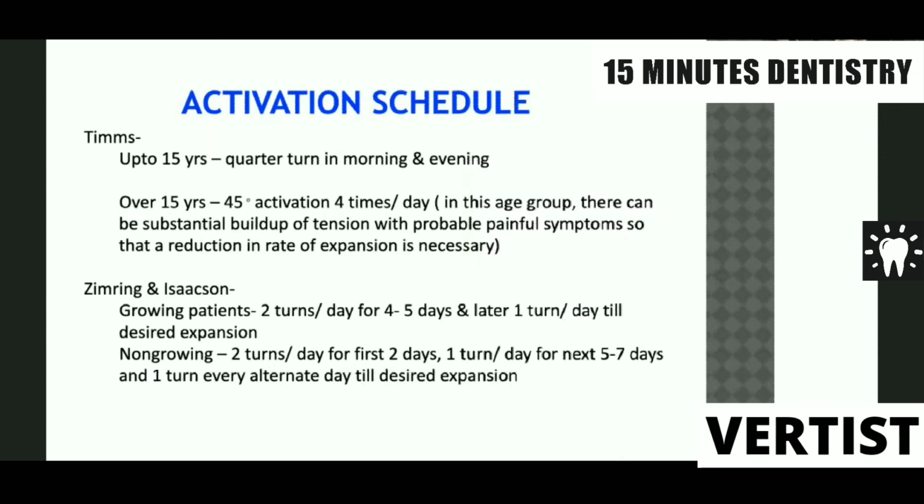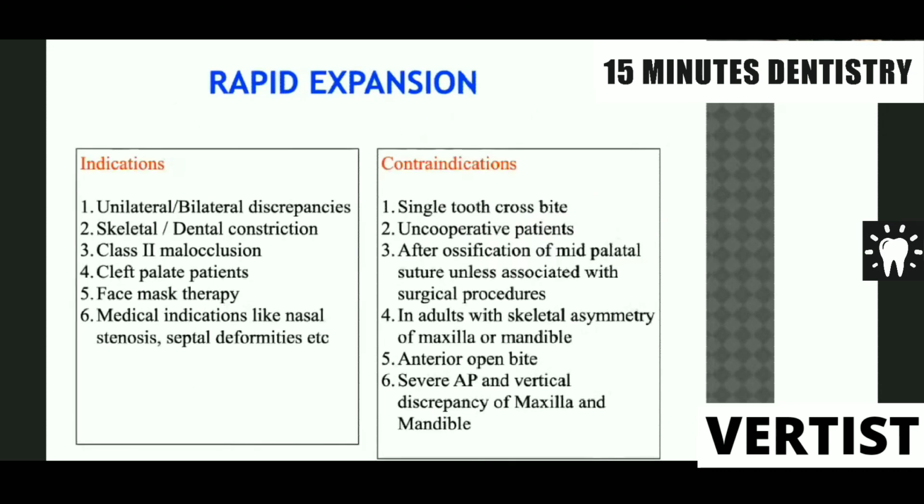Whereas Zimring and Isaacson has given their own activation schedule, which states that in growing patients, you generally give 2 turns per day for 4 to 5 days, and later 1 turn till the desired expansion is completed. So 1 turn per day for the next 5 to 7 days, and then follow it up with 1 turn every alternate day till the expansion is over.